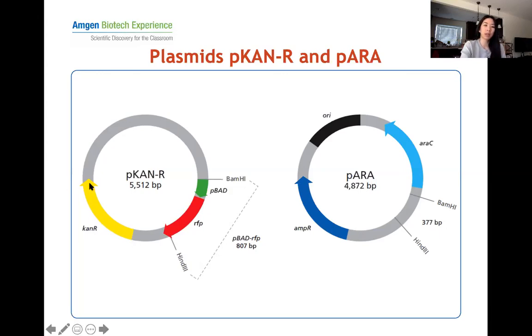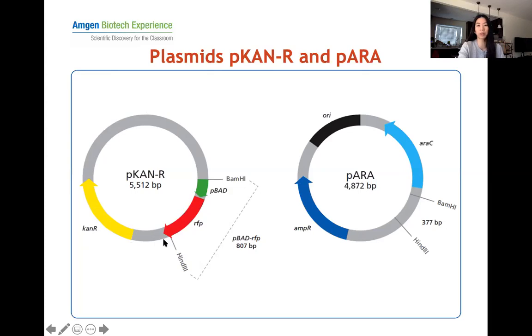Then you also have this yellow sequence right here. It says CAN-R. The R stands for resistance. So this is an antibiotic resistance gene. It is resistant to an antibiotic called kanamycin. If a bacteria cell has this plasmid within it, it would be resistant to kanamycin.